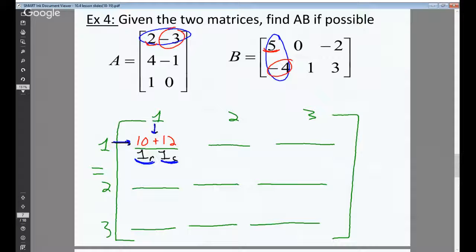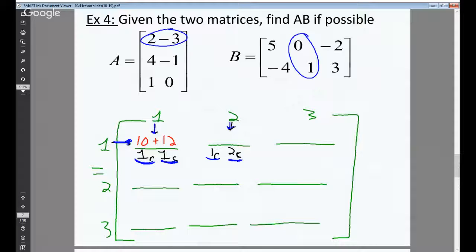Now, just to practice, let's say we want to look at the next element. If you notice, it's still in the first row, but this time it's in the second column. Again, use these as cues to tell you which row and which column we need to look at. So again, this one is first row, second column. First row should tell you, I got to look at matrix A, look at the first row. This should tell you, I have to look at matrix B and then look at the second column.